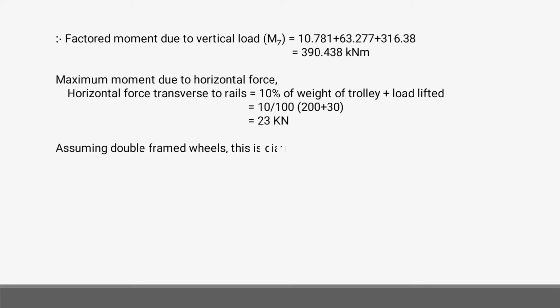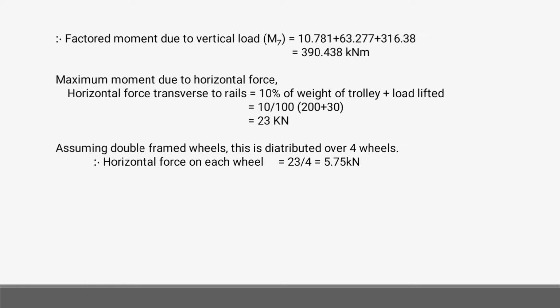Then assuming double framed wheels, so this is distributed over 4 wheels. So we need the horizontal force on each wheel. Each wheel means 23 divided by 4. So 5.75 kilonewton.